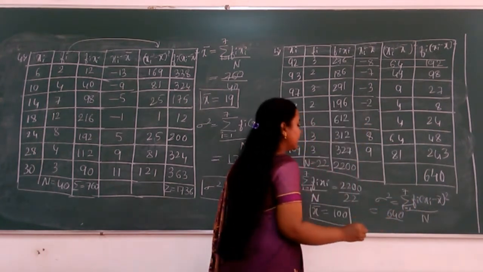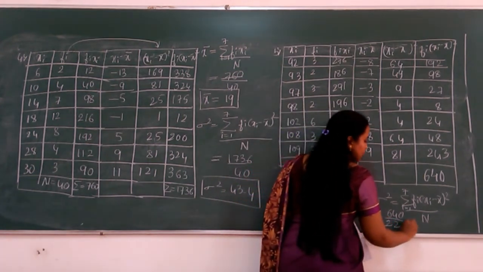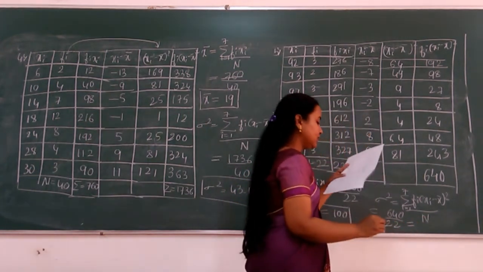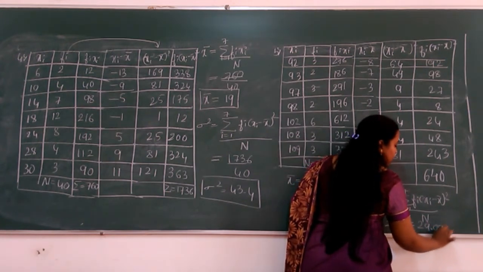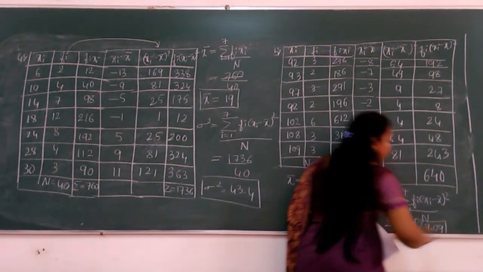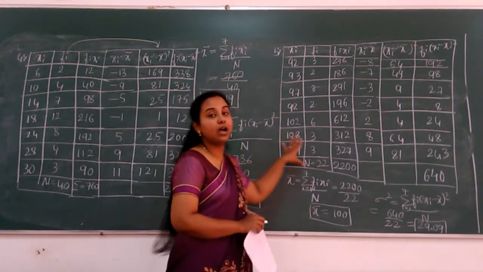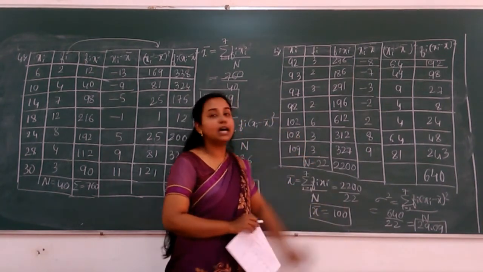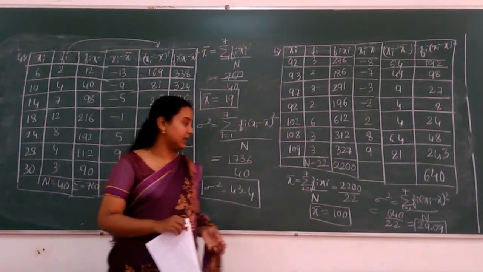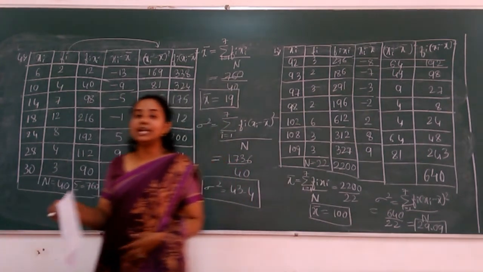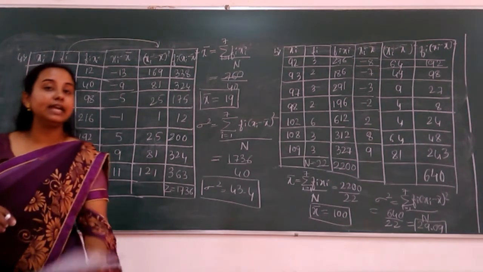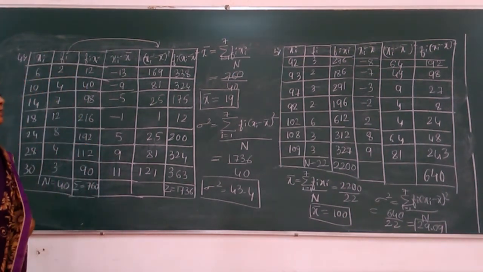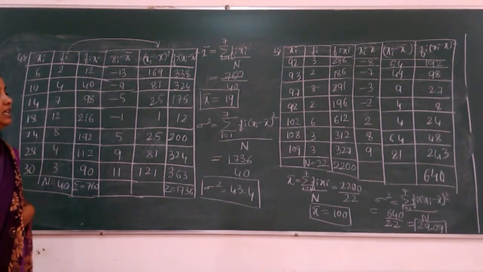What is the total frequency? 22. So finally what variance will you be getting? It is 29.09. For what? For this given data. What is it? It is the variance. So mean is 100 and the variance is 29.09. Okay. So this is all regarding one more problem based on what? Discrete data. How to calculate the mean and variance.